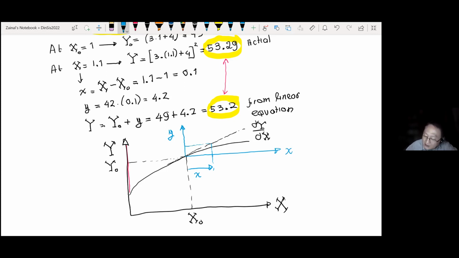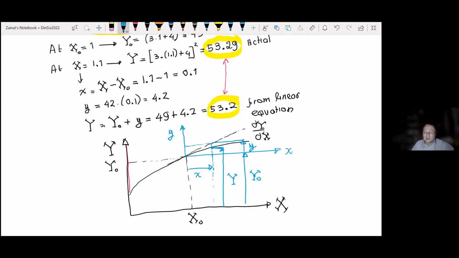From here to here is the actual y at this point, while this one is y0. And from here to here is small y.